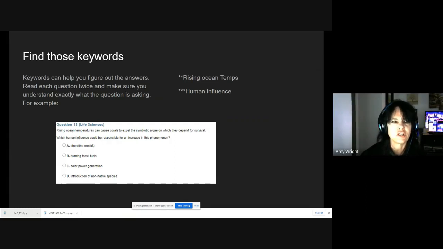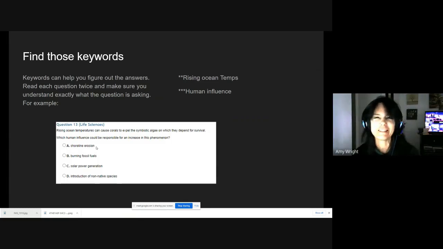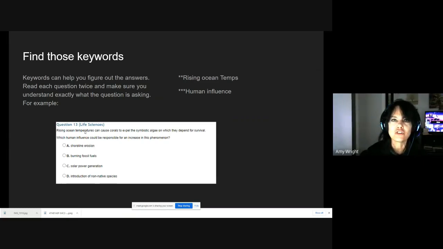You want to pay attention to that, because you can take A right out of question, right? Eliminate that right away, because that's not causing ocean temperatures to rise, and that's not human influence either. And you know this in your head, right?